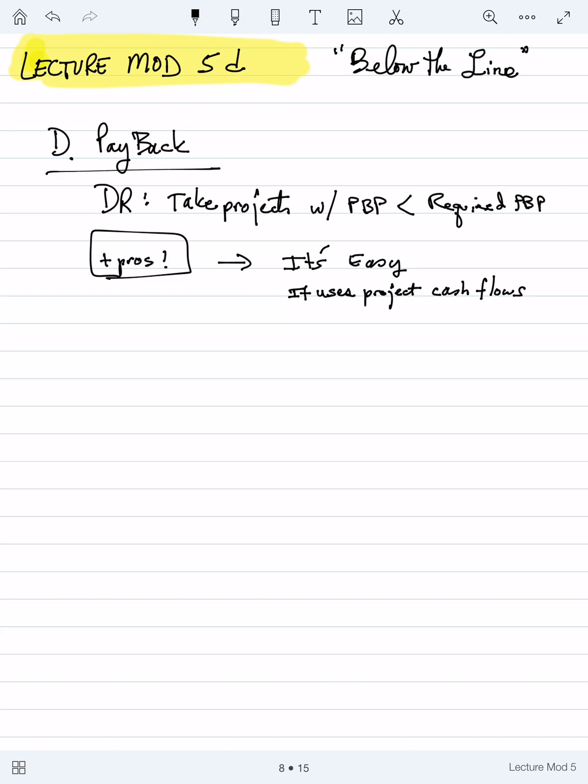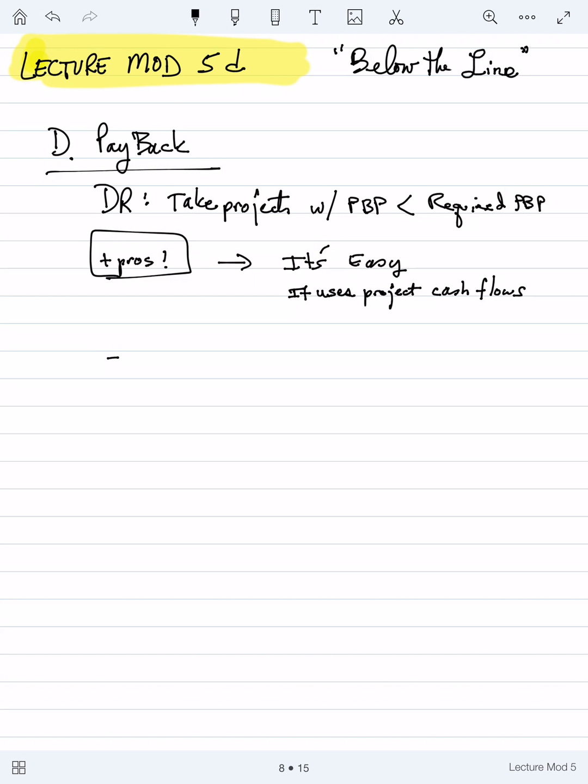If you look in Ross, Westerfield, Jaffe, there's a table under this topic of the payback, and it's basically kind of a basic context. You should be able to just look at that and understand, oh, here's a payback method. And note, it doesn't really satisfy our 3 basic criteria for judging capital budgeting techniques that we identified earlier in this week's set of lectures.